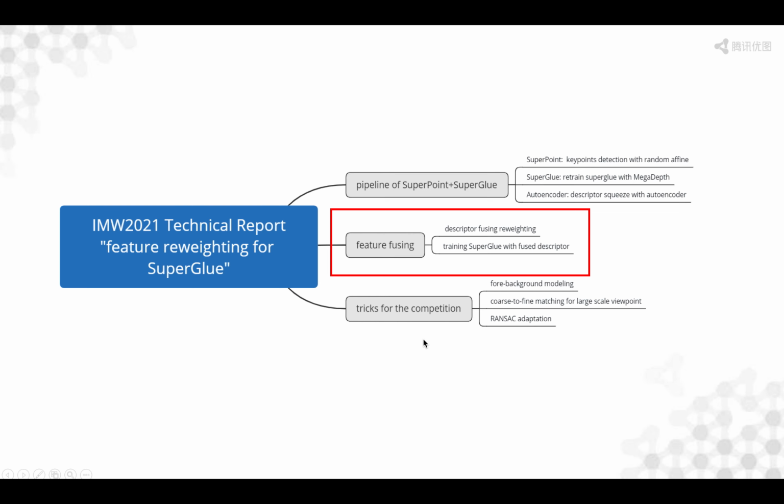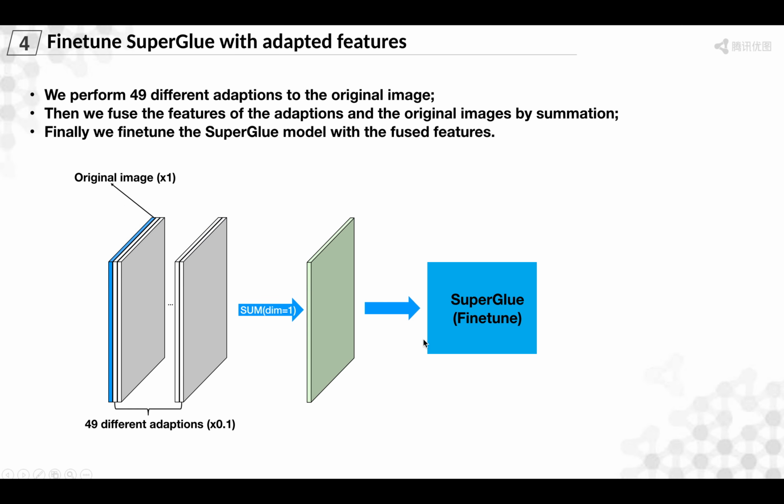In this section, we will introduce the feature adaptation model. First, we perform 49 random adaptations to the original image. Then, we fuse the features of the adaptations with 1/10th weight and the original descriptors together by summation. Finally, we fine-tune the SuperGlue model with the fused features.